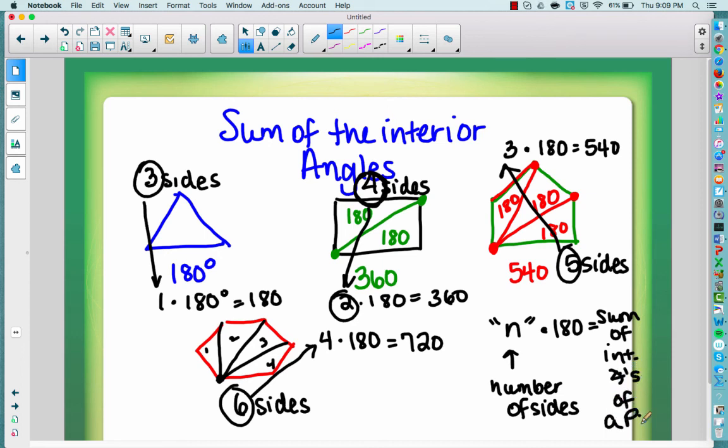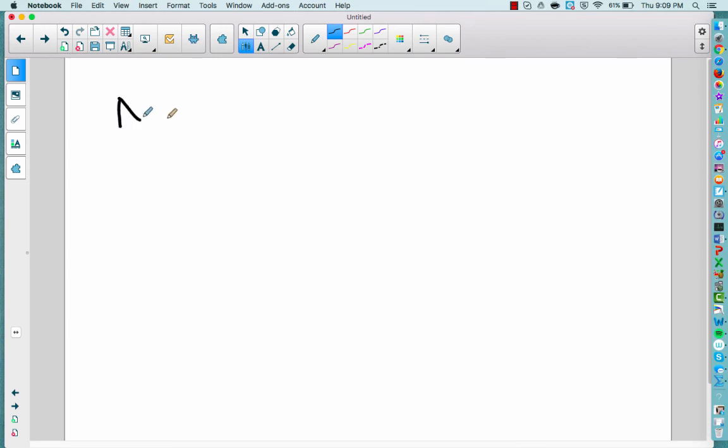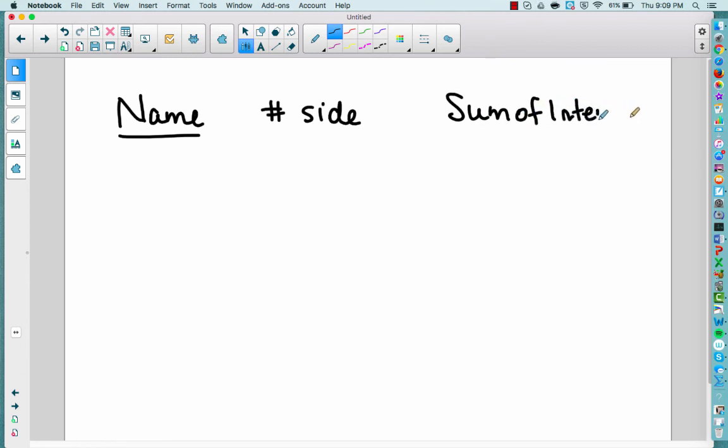Okay, so let's formalize this. First I gave you a little chart, right? The name, the number of sides, and the sum of the interior angles. Now, yes, helpful to know, but you can always use the formula if you need to, and so we're going to do that as well. All right, so name, triangle, 3 sides, 180 degrees.